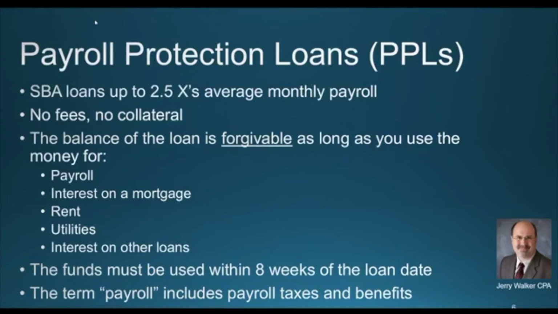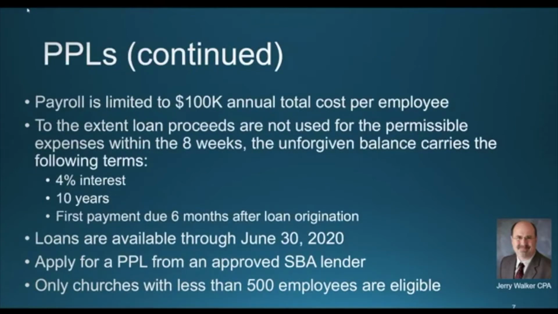Now, we use the word payroll in a couple of different places. It's up there on the top bullet point that the amount you can borrow is 2.5 times your average monthly payroll. And then one of the items you can spend your money on is payroll. So we need to understand that payroll includes not just gross wages, but also includes payroll taxes and benefits. So, you get to include those items in your calculation of payroll, both for calculating how much you can borrow, and then you also get to use them in what you spend the money for. You can spend it on those items, and that will go towards your loan forgiveness.